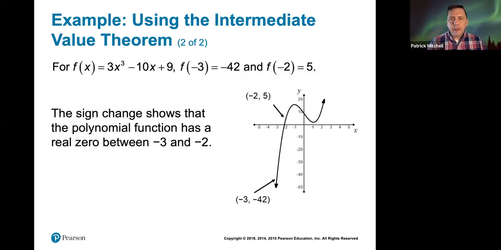And here's the picture. So f of -3 equals -42 means the graph passes through the point -3, -42. And f of -2 equals 5 means the graph passes through the point -2, 5. So of course, in order to get from point A to point B, the graph has no choice but to cross over the x-axis. It can't just jump right over it like a piecewise function because, remember, polynomial functions are continuous. Okay, you can draw them without picking up your pencil.